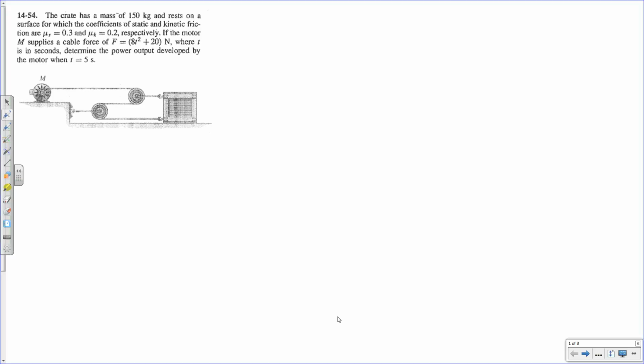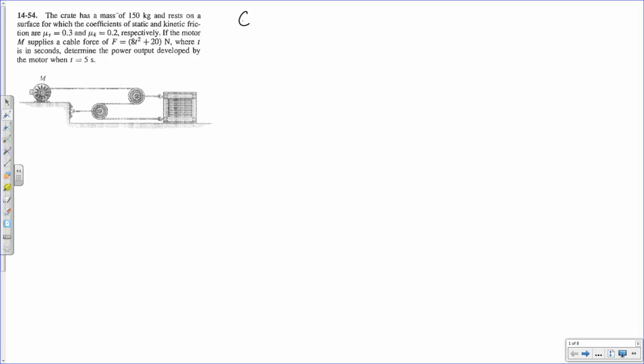using the equation of motion. So here we have the crate has a mass of 150 kilograms. It rests on a surface for which the coefficients of static and kinetic friction are mu s is equal to 0.3, mu k is 0.2. If the motor M supplies a cable force that's a function of time, 8t squared plus 20, which is in newtons, we want to determine the power output developed by the motor when time is equal to 5 seconds.